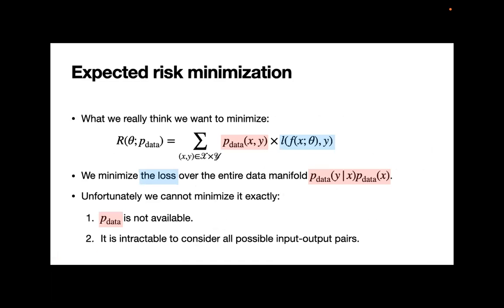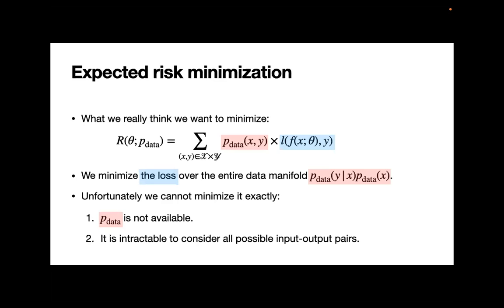And now we go even further. Let's think about what we actually want to do in machine learning, regardless of whether we do supervised learning, unsupervised learning, or even reinforcement learning. At the end of the day, what we really want to minimize is the expected risk. This expected risk is defined as a summation over all possible input-output pairs. For each and every input-output pair, we weight it according to how likely that pair is, and we compute the loss on that pair using our current model, let's say f, parameterized by theta.